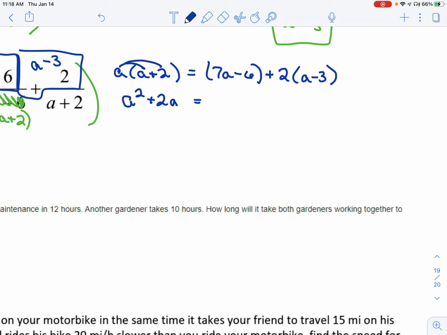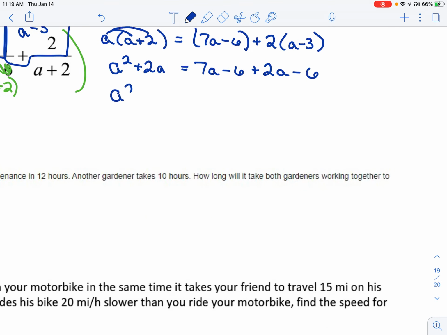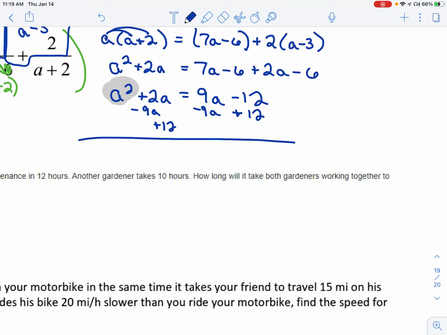Let's see, what distributes over here? Nothing with 7a minus 6, but I do get 2a minus 6. Combine. Let's see, what's that going to be? 9a minus 12. Ooh, a squared. I know a lot of you know when you get a squared, set it equal to 0. So if you've got to set it equal to 0, do minus 9a and plus 12. A squared means set equal to 0. Combine your like terms. That's a squared minus 7a plus 12 equals 0.